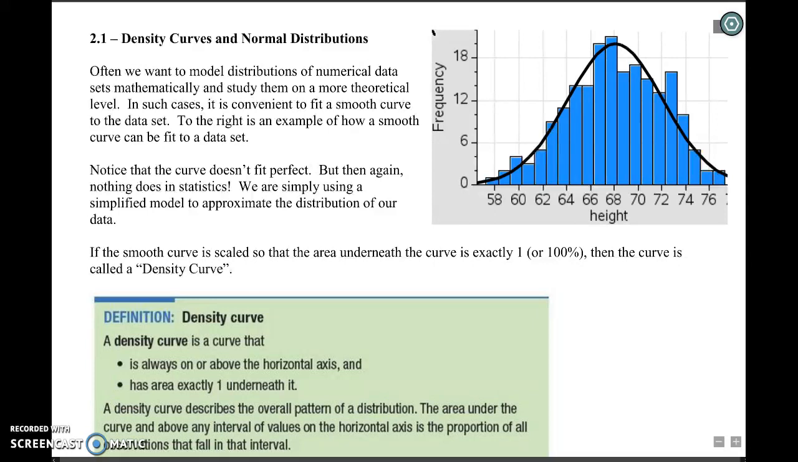I think these were the heights of like 150 students at our high school. And as you can see, the histogram's got spikes, but there's a nice smooth curve fit to it. Notice the curve doesn't fit perfectly, but then again, nothing in statistics fits perfectly. We are simply using a simplified model to approximate the distribution of data.